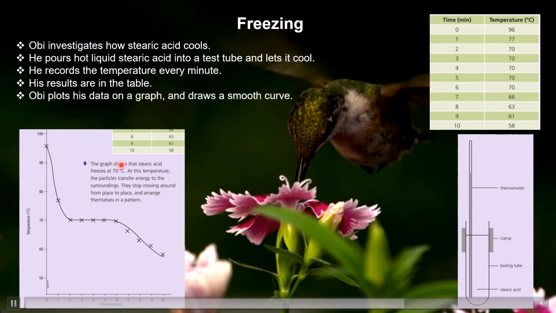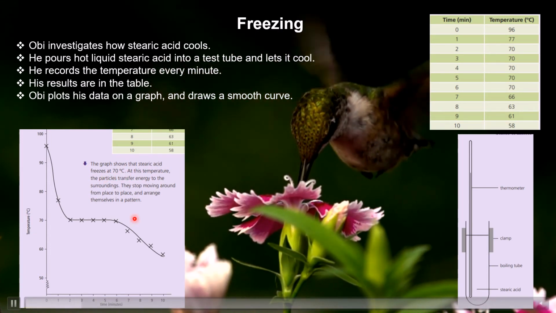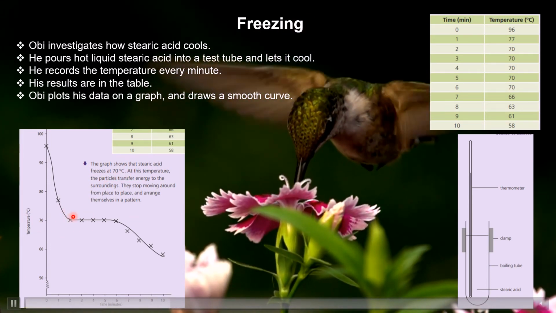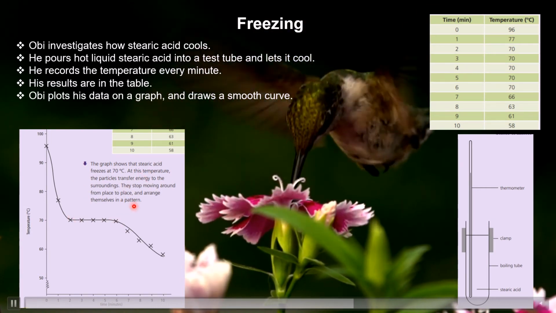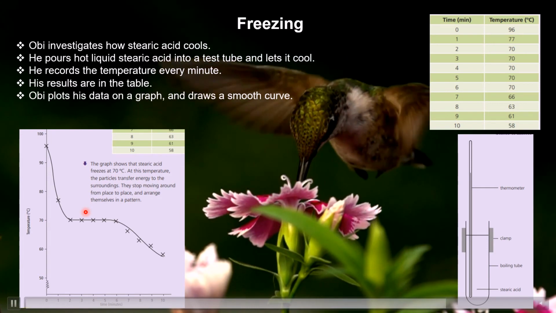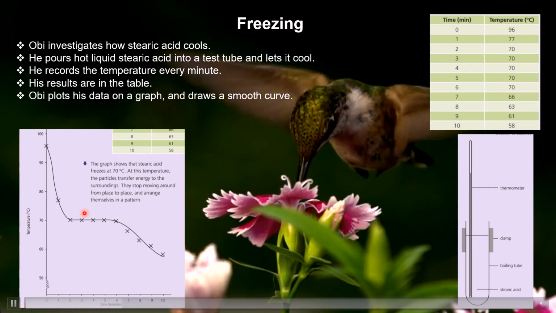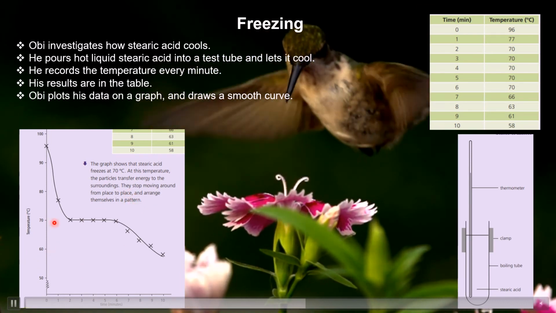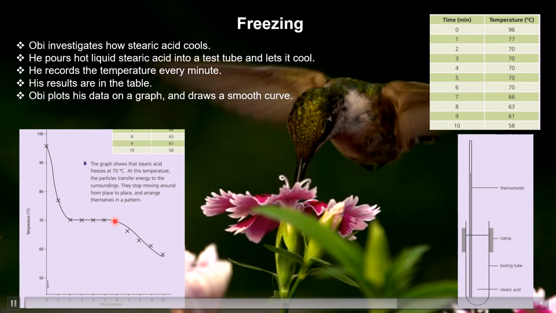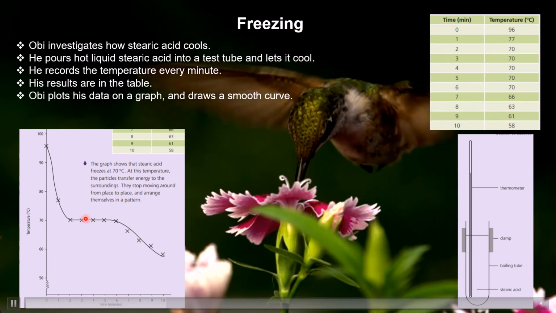So the graph shows that stearic acid freezes at 70 degrees Celsius. So it's freezing at 70 degrees. This is its freezing point. At this temperature, the particles transfer energy to the surroundings, and they stop moving around from place to place and arrange themselves in a pattern. They're arranging themselves in a complete, regular pattern. So the temperature stays the same for a while when it's at 70.